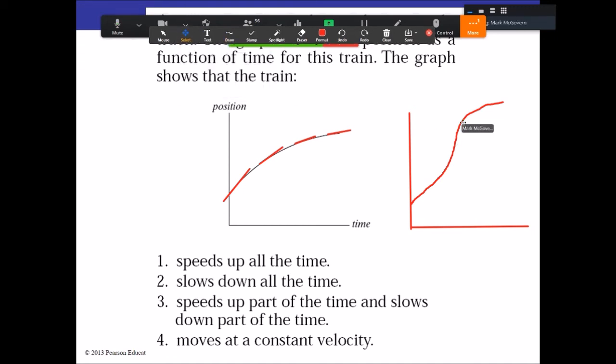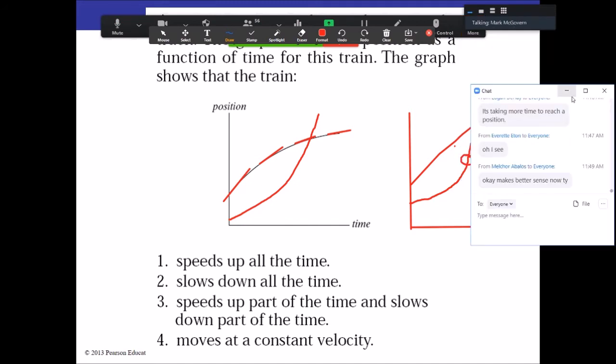Let me draw that a little more accurately. It looks a little dumb. Although I think literally my next example is what I'm doing right here. So what happens is we actually are speeding up during this section. This is top speed right here, right around here. And then we slow down. So that's what would be 3. Speed up all the time would just look like that. Constant velocity is just a straight line.